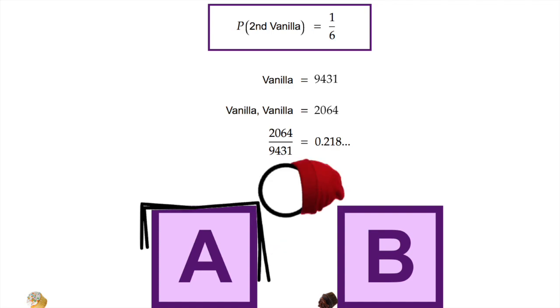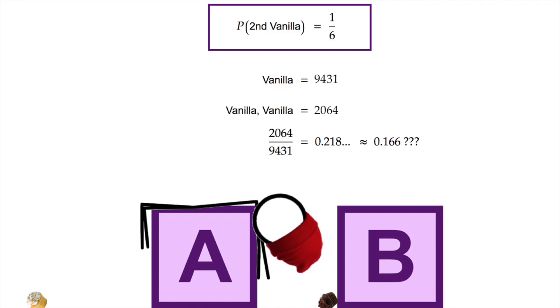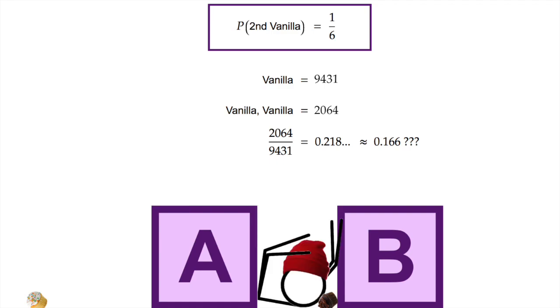0.218? Hey, wait, that's not 1 in 6. 1/6 is about 0.166. 0.218? That's not really close, to be honest. I think we better redo the 25,000 games again.